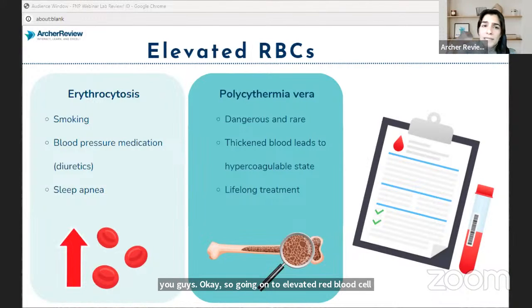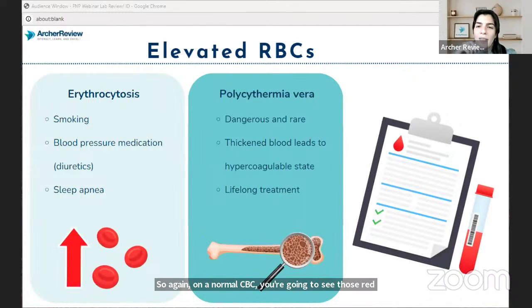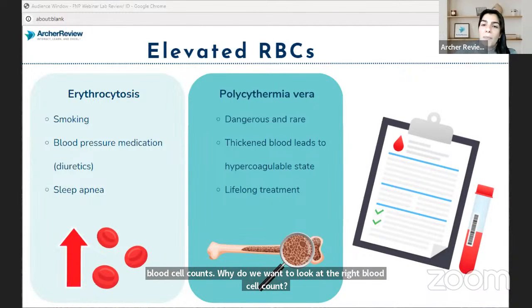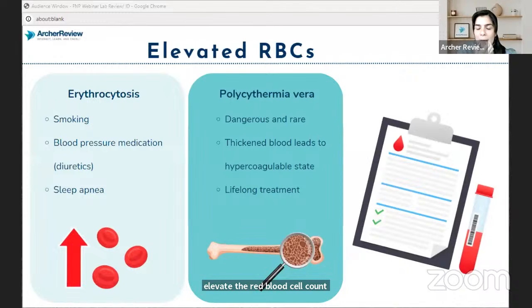Okay, so going on to elevated red blood cell count. On a normal CBC, you're going to see those red blood cell counts. Why do we want to look at the red blood cell count? Well, we want to make sure that we're not missing something dangerous. An elevated red blood cell count is called an erythrocytosis. That's the medical terminology for it. There could be different causes that are not as acute and dangerous, like smoking, blood pressure medications, diuretics can elevate the red blood cell count, sleep apnea, hormone therapy, testosterone treatment.